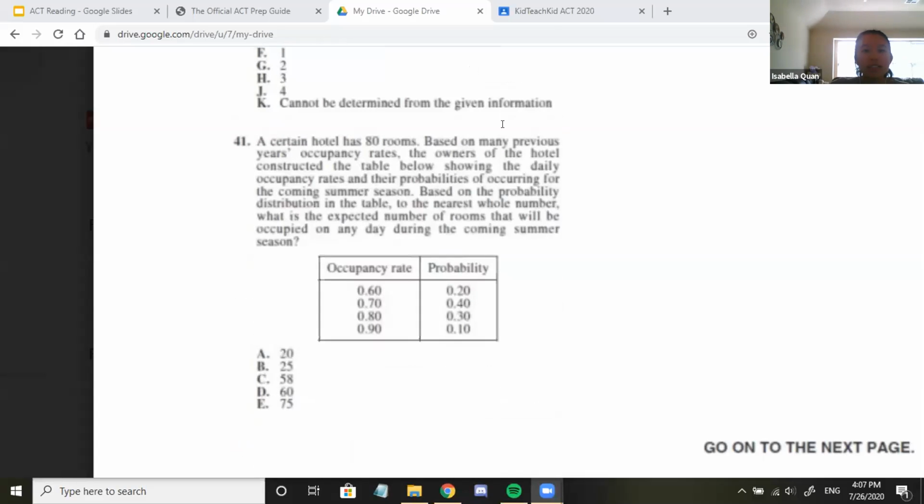All right, the last one I will talk about is 41, asked by Brenda. The idea with this one is expected value. Expected value has a trick to it. It's the outcome times the probability for that outcome.